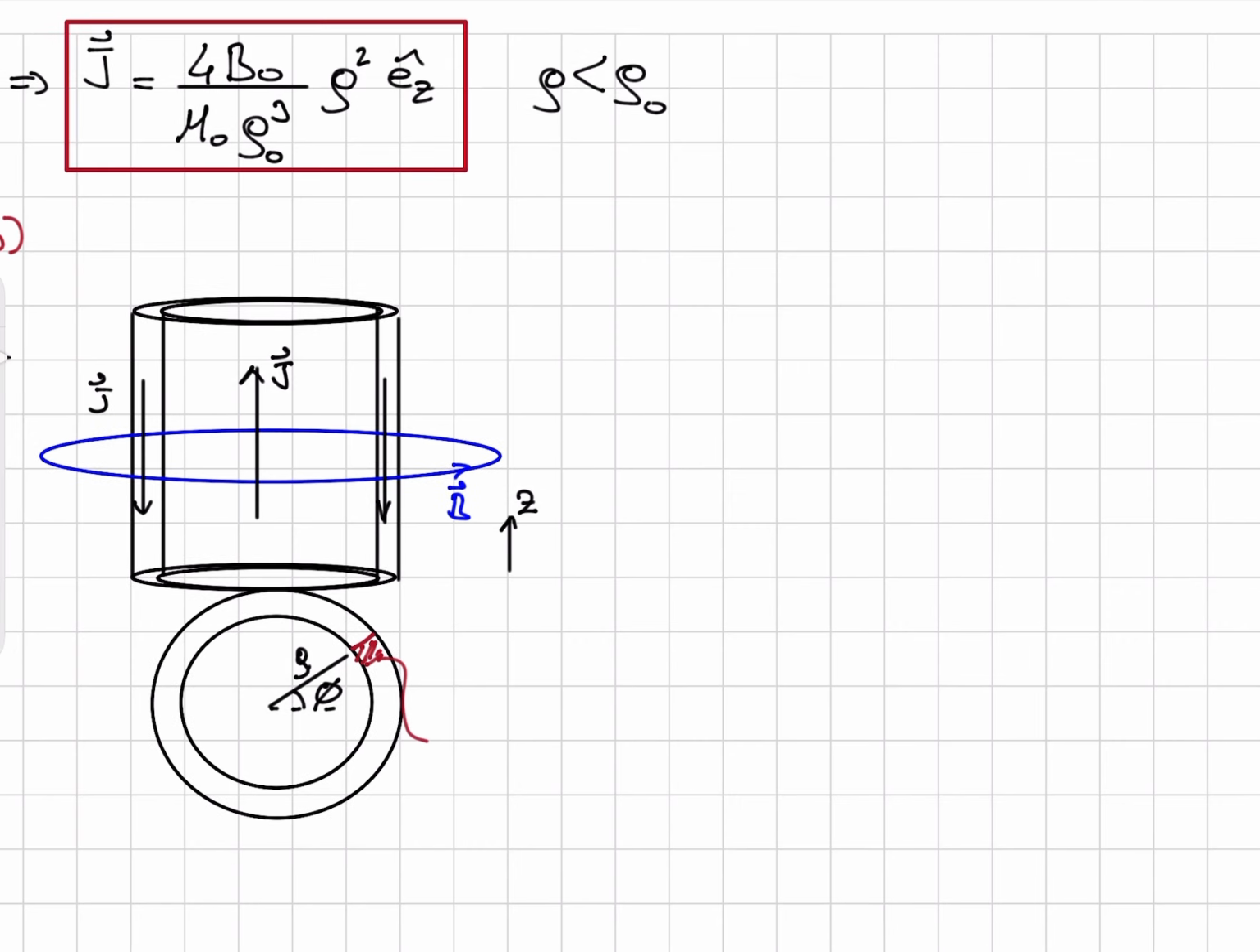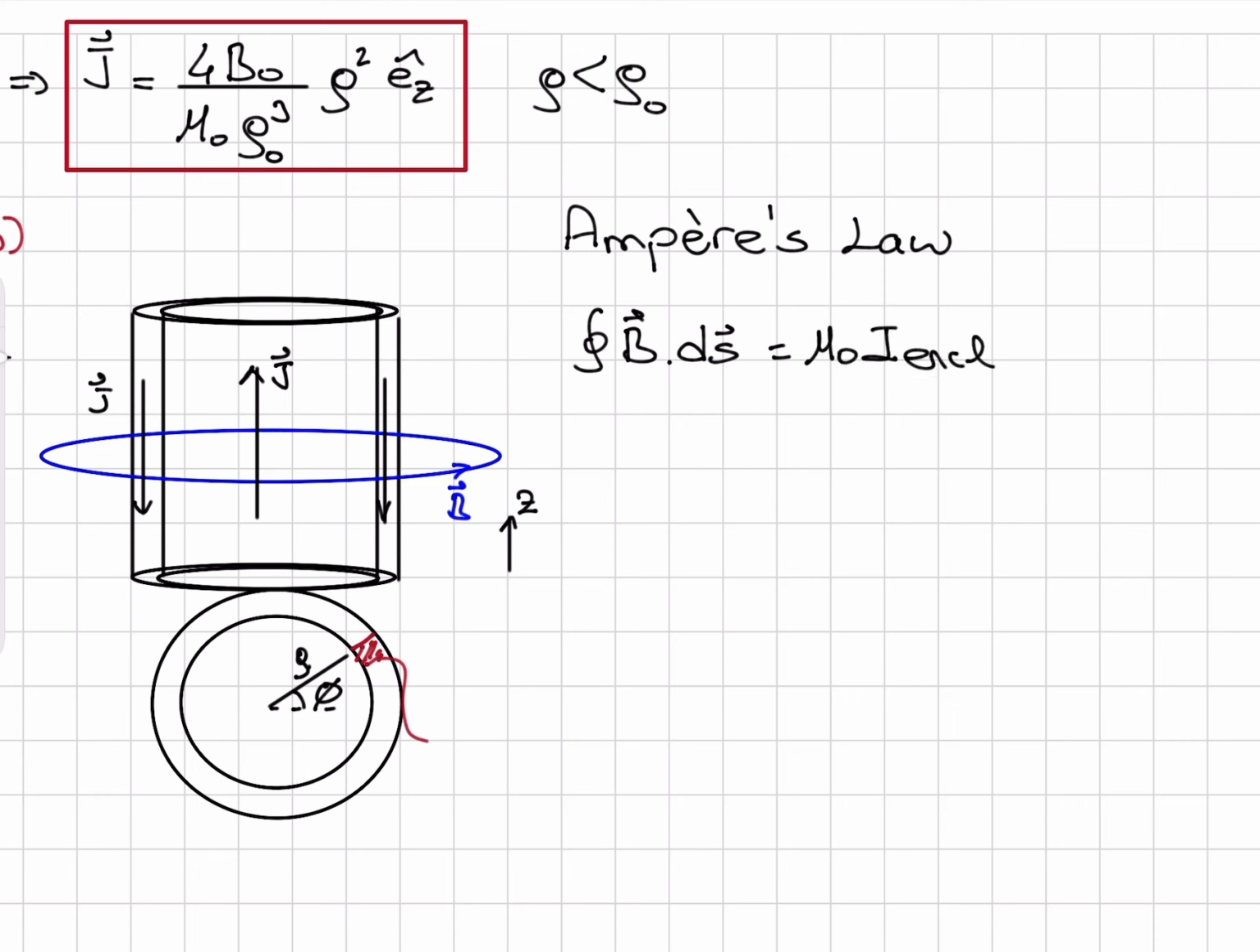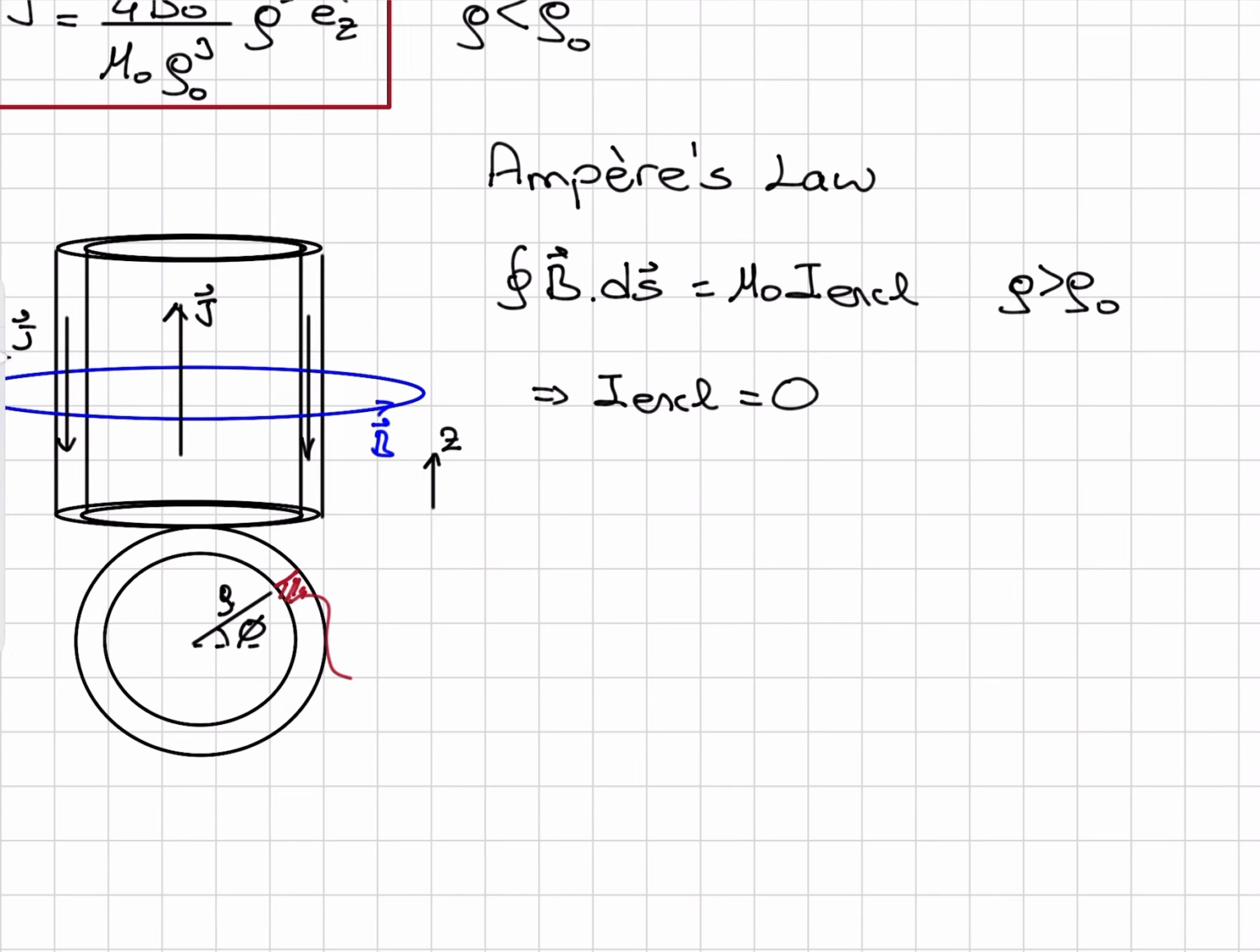And if I use Ampere's law, Ampere's law states that the closed contour integral B dot ds is equal to mu 0 current enclosed, which is an application of Stokes theorem. And we're going to use this for rho greater than rho 0, where the current enclosed has to be equal to 0, so that the magnetic field outside has to be 0.